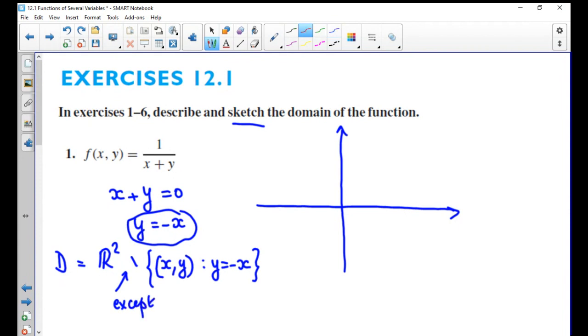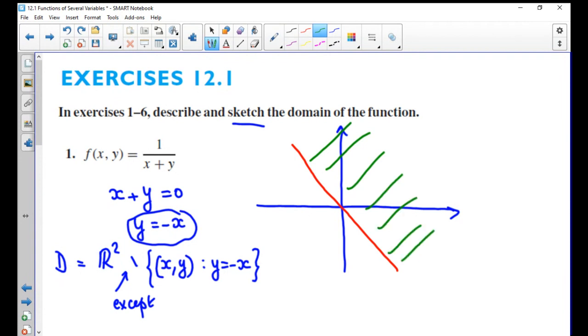So if you draw the line y equal minus x, which is this line, the domain will be all of this and also all of this, except this red line here. So you take a point anywhere in this green shaded region, you can find f. You take a point on the red line, will you be able to find f? No. For example, if I take this point, what do you think this point is?